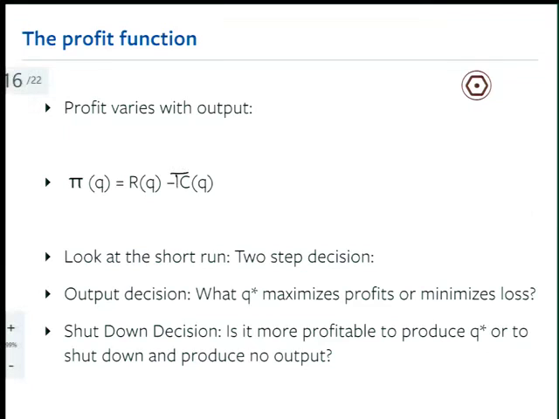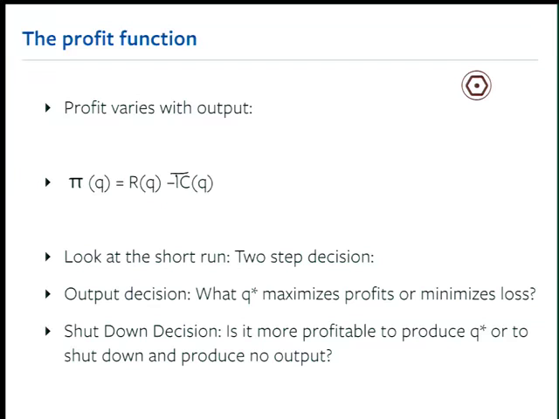So I'm going to worry about the profit maximizing firm in the short run first, all right? The profit maximizing decision in the short run turns out to be a 2-step decision. The first one is figure out how much output you should be producing. What's the optimal quantity I should be producing given current market price, price of labor, and price of capital? So what Q star maximizes my profits?